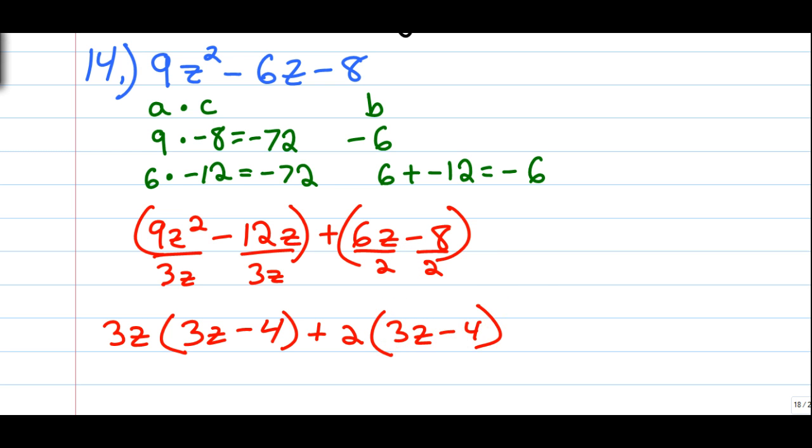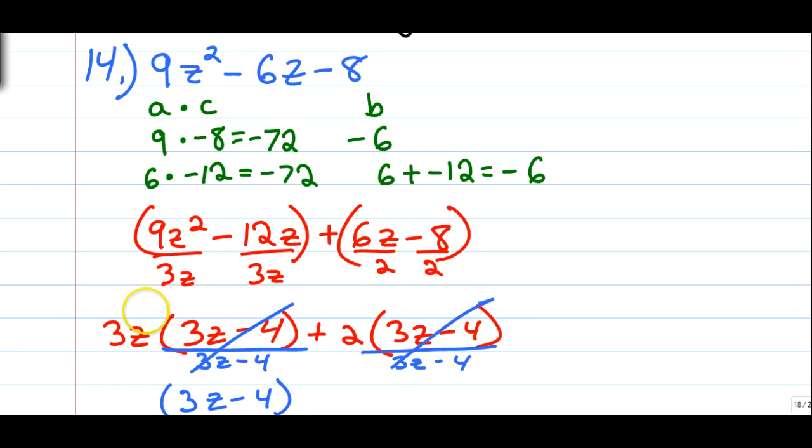Last step would be to divide out that 3z minus 4 from both sides. So this gives me a 3z minus 4 that comes out. What's left is the 3z plus 2, so that creates my second binomial, 3z plus 2.